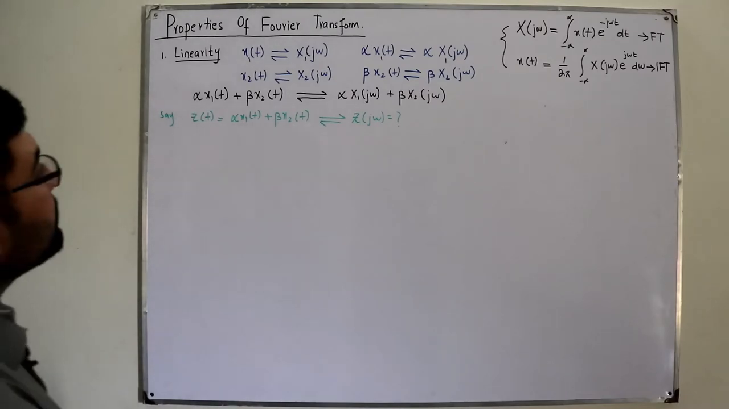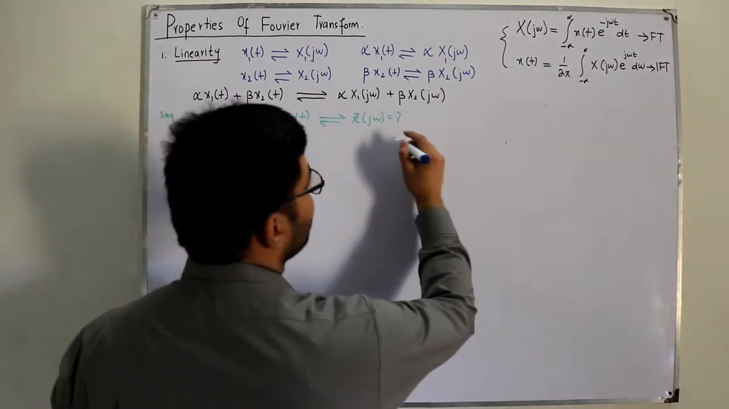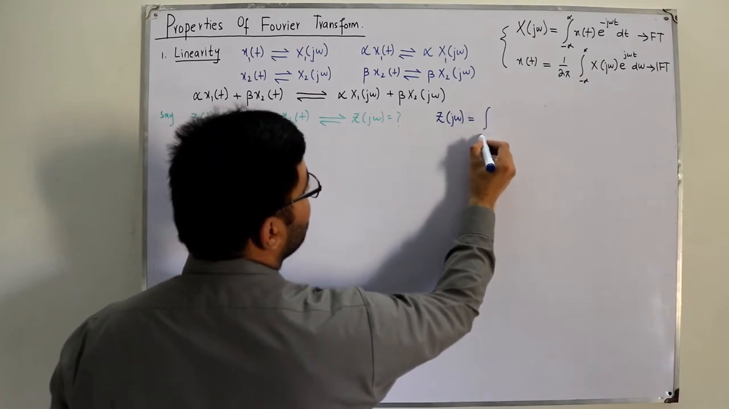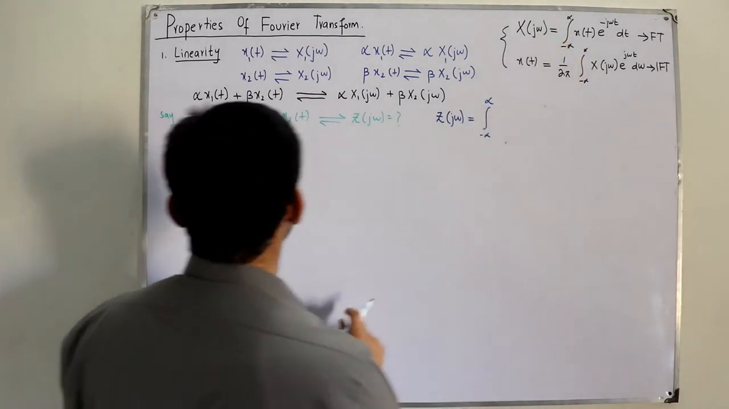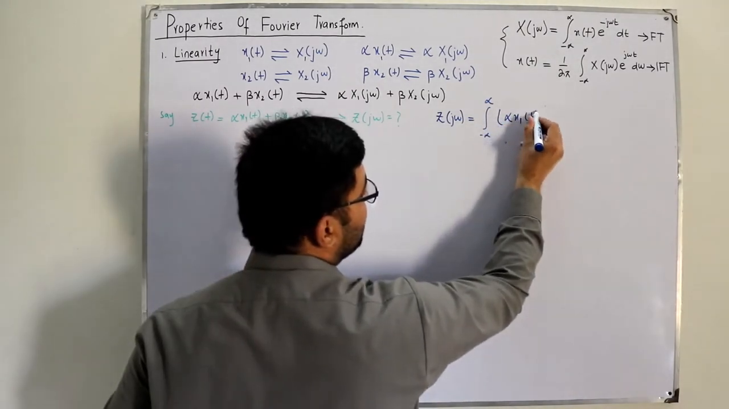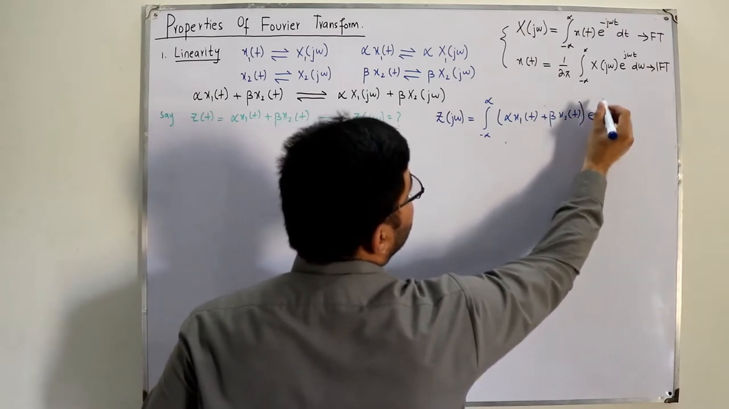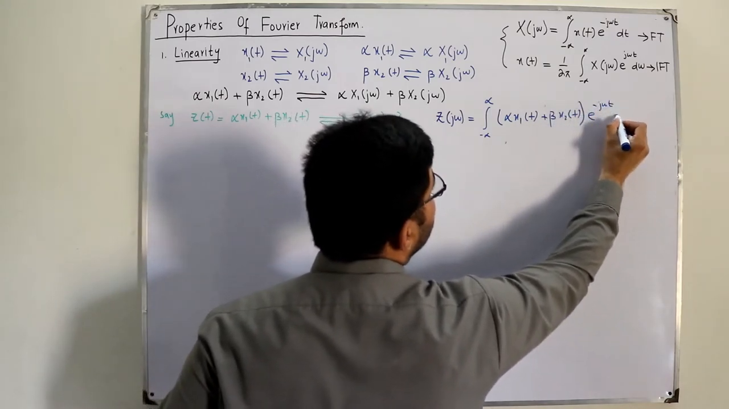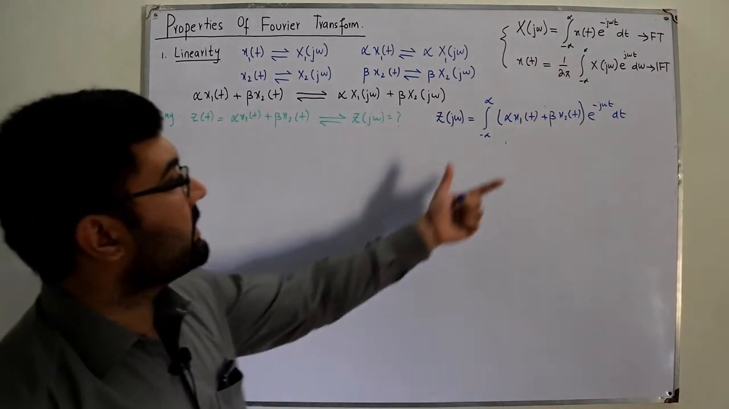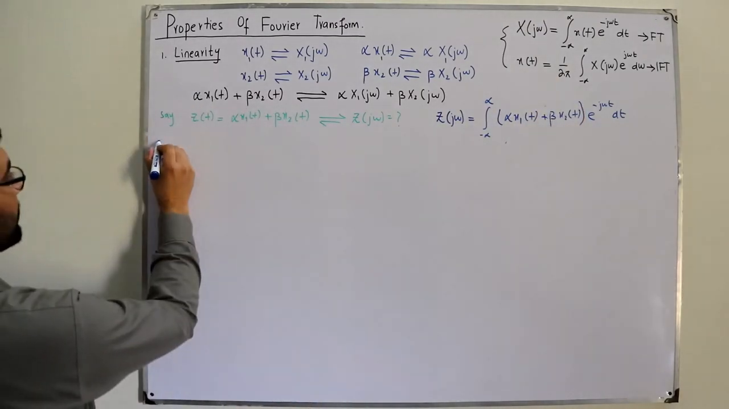So now what do we do? We consider the Fourier transform equation. So my z of j omega in that case would be the integration negative infinity to positive infinity z of t. So z of t is basically this thing. So I would have it over here, alpha times x1 of t plus beta times x2 of t. And this is whole multiplied by an exponential of negative j omega t, integrated with respect to t. Now if I split the integration, fine, what would I have? I would have it like this.